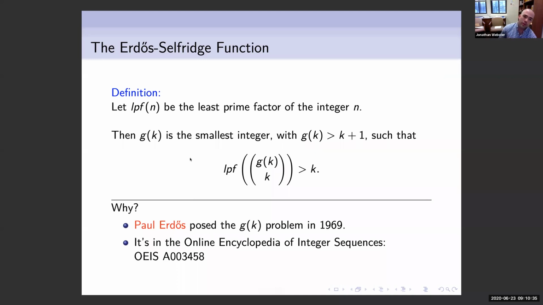So the Erdős-Selfridge function is the function that measures the g of k choose k, and we want that binomial coefficient to avoid divisibility by small primes. And what we mean by small primes is any prime less than or equal to k. Paul Erdős posed this problem in 1969. That's why it's of some interest to us. It's also in the online encyclopedia of integer sequences. And so there's been some previous computational and theoretical work on this.